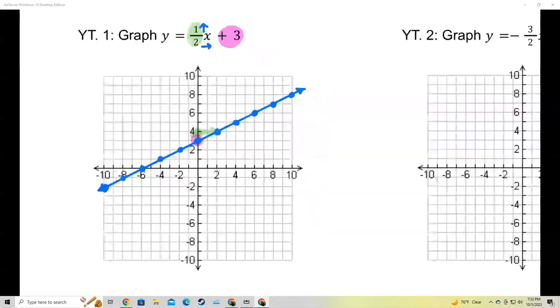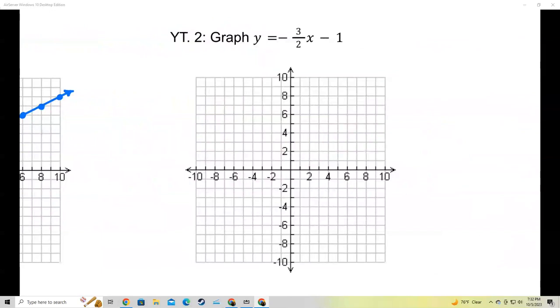On the next one, I am definitely going to go fast though, because again, I don't want this video to take forever. So step number one, the slow one, put it in y equals mx plus b. It already is. Step number two, we're going to start with our starting point, which is -1. -1 would be right here on my y-axis. Let me go ahead and put a dot like this.